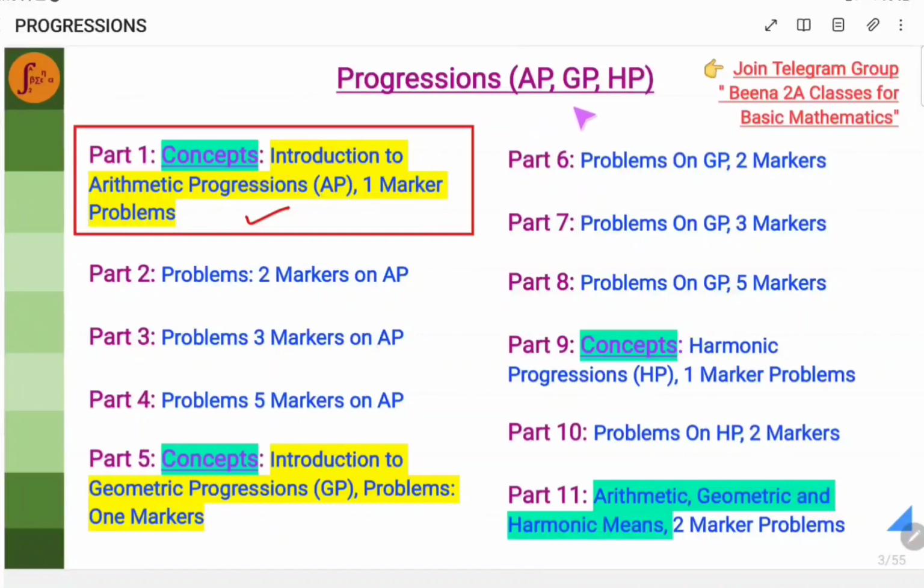Hi everyone. In this video we'll go through the topic of progressions. There are three types of progressions: arithmetic progressions, geometric progressions, and harmonic progressions. In this video we will cover arithmetic progressions and a few problems.